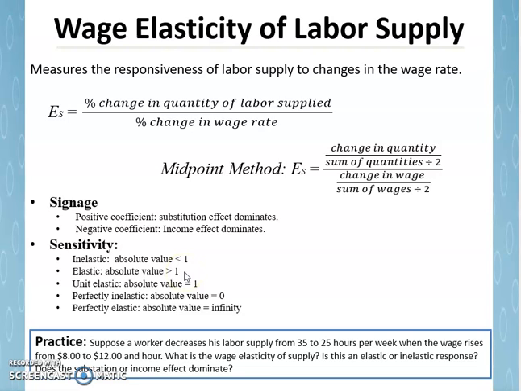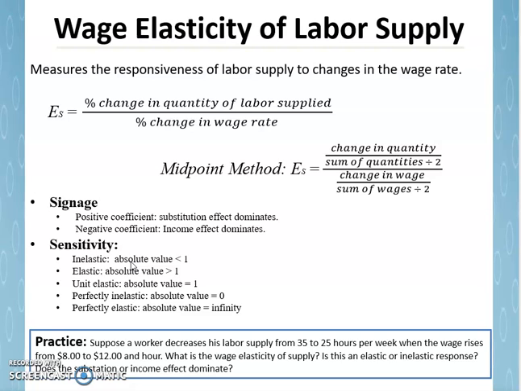But let's go ahead and revisit our elasticity of supply coefficient, which was negative 0.825. Well, that means that we have an income effect that dominates, which makes sense because wages went up and you had a decrease in labor supply. So this person is responding to the higher wages by working less. Sensitivity for us, we have negative 0.825, convert that to an absolute value by getting rid of the negative, and you have 0.825. Well, 0.825 is less than 1. As a result, this is an inelastic response.